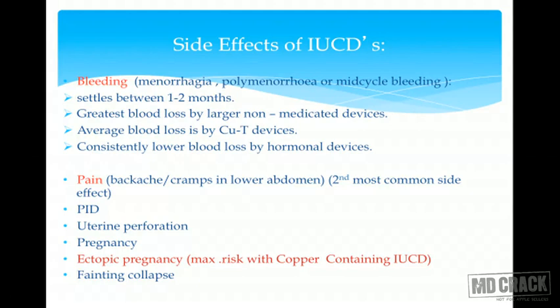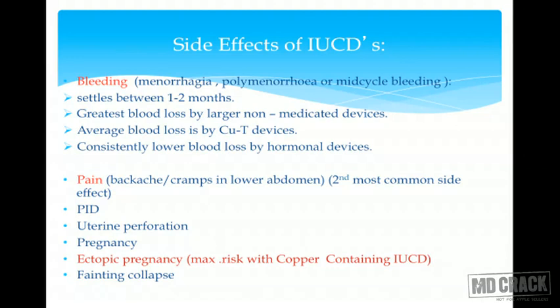What are the side effects? It leads to bleeding in the form of either menorrhagia, that whatever during normal menses she bleeds, she will start bleeding more, or it can be polymenorrhea, meaning the frequency would increase, or there can be mid-cycle or intermenstrual bleeding. Usually in the first 2 to 3 months the woman suffers from these complaints a little more, and as soon as the body accepts the copper T, gradually the complaints settle down. Greatest loss is when the copper T is non-medicated, but with the medicated one, the progesterone containing one, the bleeding loss is less. Consistently lower blood loss by hormonal devices.